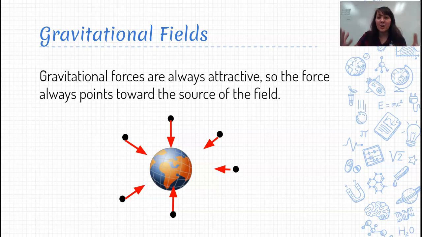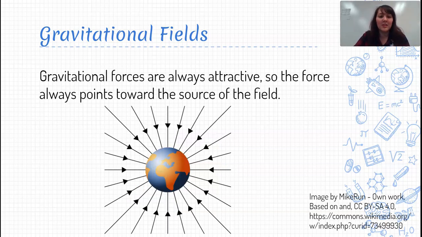No matter where an object is in that gravitational field, the field and the force will always point inward towards the source of the field, always towards the Earth. So what that means is if we wanted to more fully represent this, we might draw our gravitational field for Earth something like this, just a whole bunch of arrows pointing radially inward toward the Earth. That's our representation of our field because it tells us what the force from that field would be at a variety of different locations around the Earth.